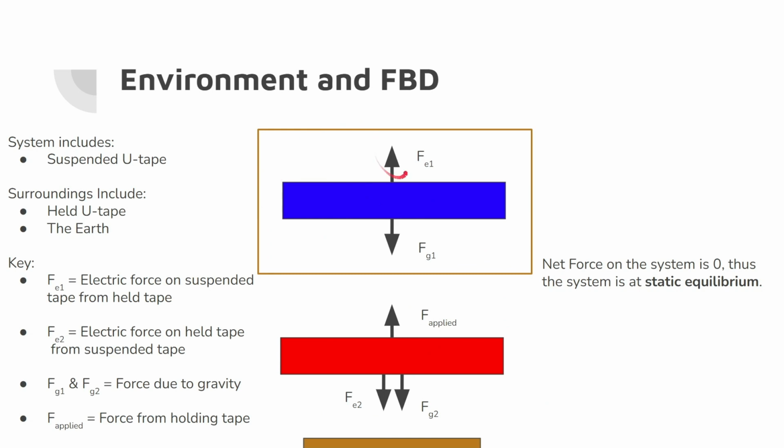So we can see here that the electric force on the suspended tape and the gravitational force cancel out, right? And the acceleration is 0. So we know the system is static and that the net force on it is 0, which is really important to know. And so we also have our held U-tape, so our force that we're using to hold it up, and then electric force due to this line charge on this one, and the gravitational force on the held tape.